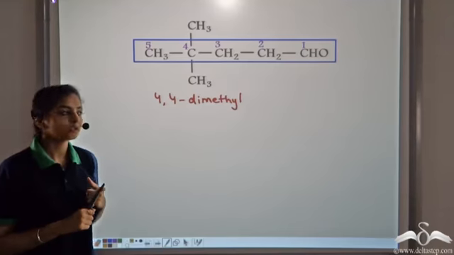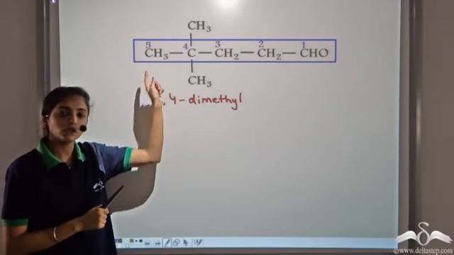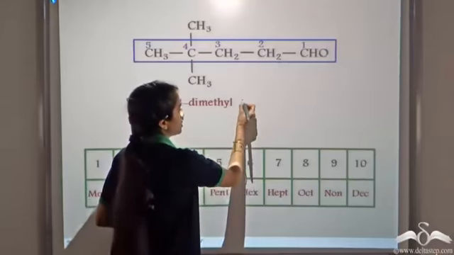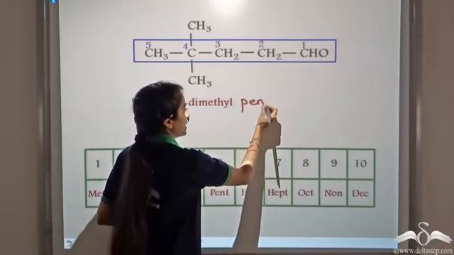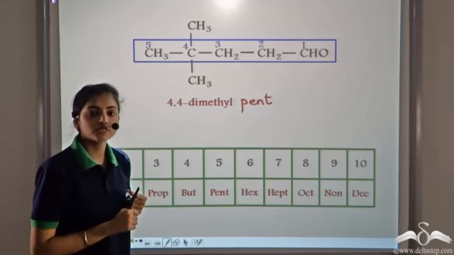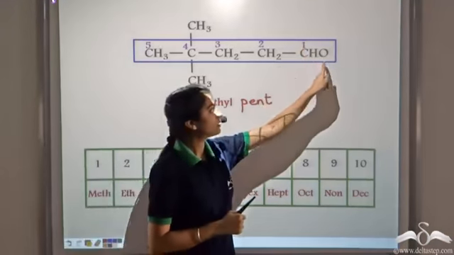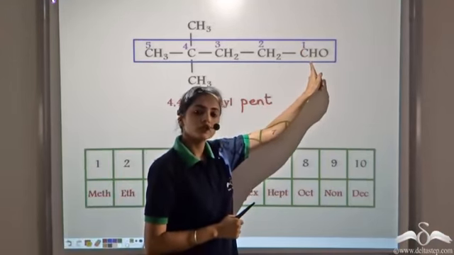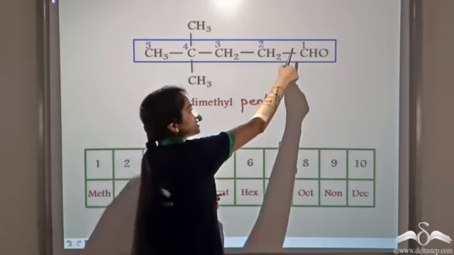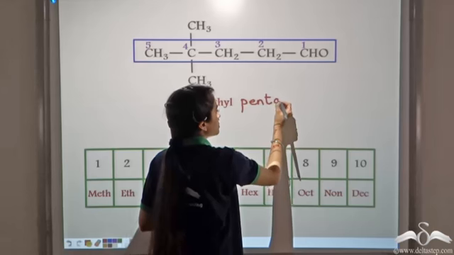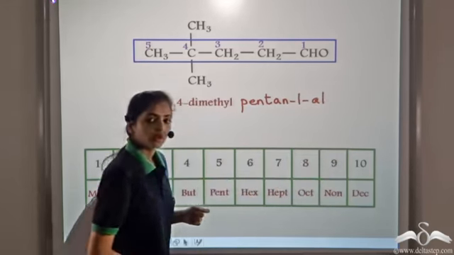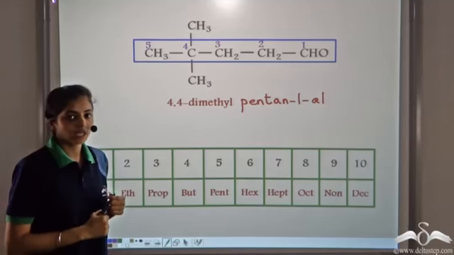Then comes the word root. We see 5 carbon atoms in the longest carbon chain. 5 means pent. So the word root becomes pent. Now we have to find the suffix. The suffix comes from the functional group present. It contains an aldehyde group. So for aldehyde group, we use the suffix al. Since it's present at position number 1, so we write pentane 1-al. So this is the IUPAC name of this organic compound.